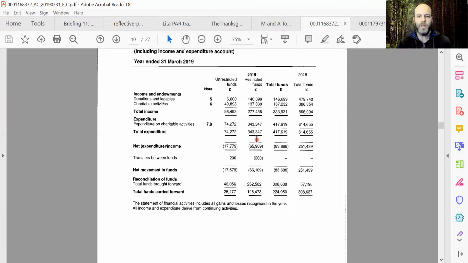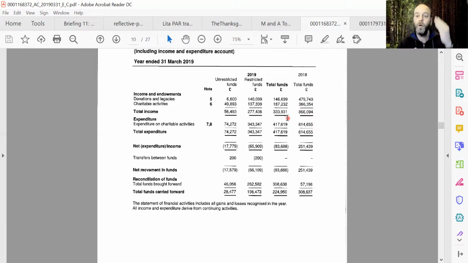But how do we get a sense of whether this is good or bad? So we can look at the previous year, 2018 to 2019. In 2018, the charity generated nearly £900,000 of income. This year, it's only generated a third of that, about £300,000. So it's dropped by two-thirds. The income's really dropped off quite quickly.